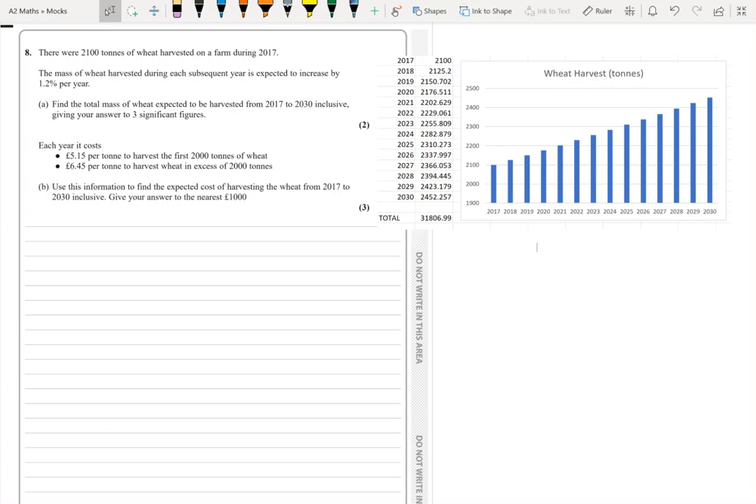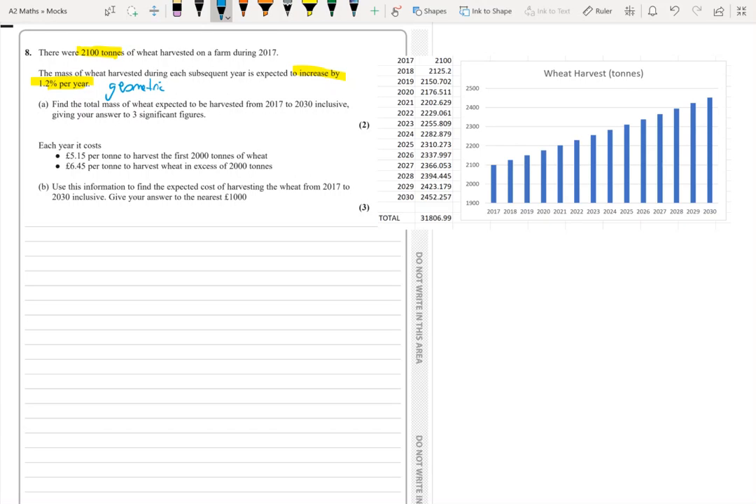Right, what we have here is actually a sequences question, but it's quite heavily disguised in context. We've got an initial amount of wheat harvest, 2,100 tonnes in 2017. And then it says the mass is expected to increase by 1.2% per year. And that's got to trigger in your mind the idea of a geometric sequence.